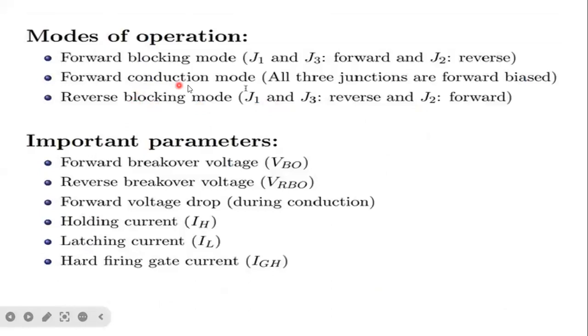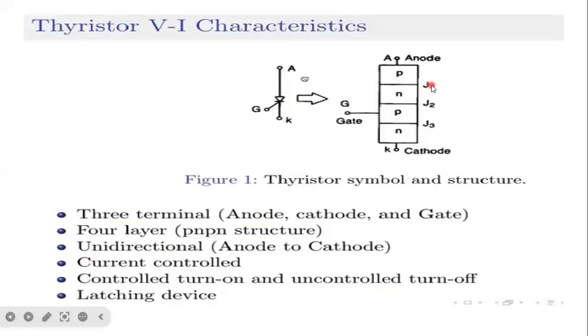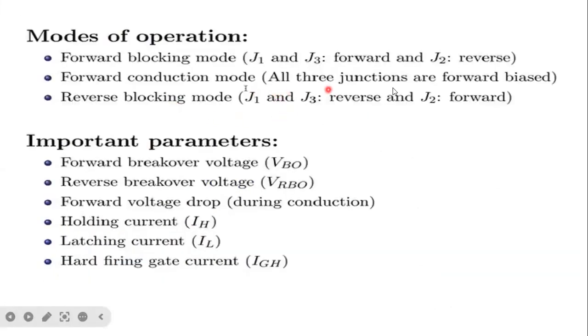Next, forward conduction mode. Forward conduction mode means all junctions are forward biased: J1, J2, J3, the PN junction, the NP junction, and the PN junction. All junctions are forward biased, that's why it is called a forward conduction mode.